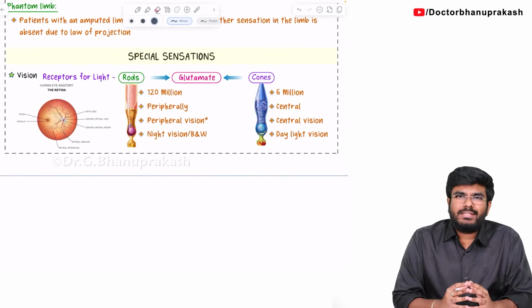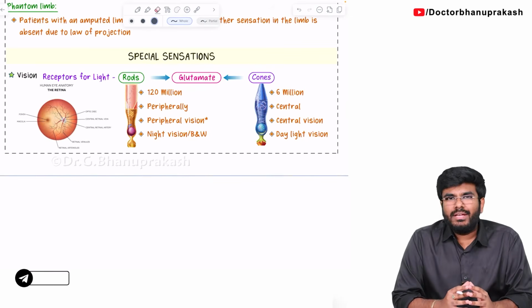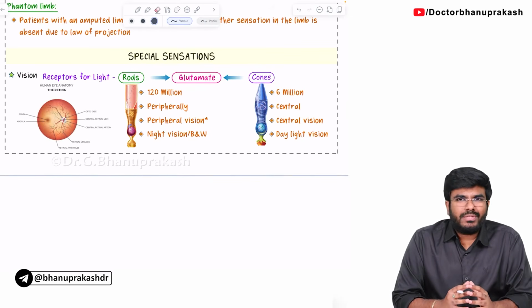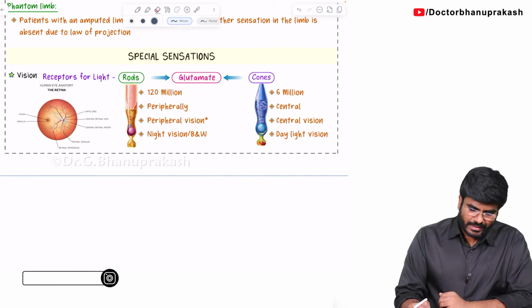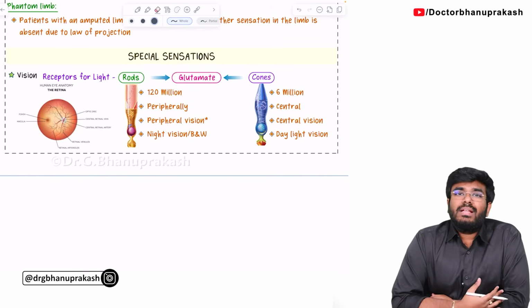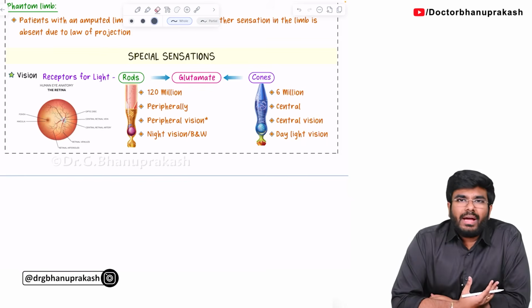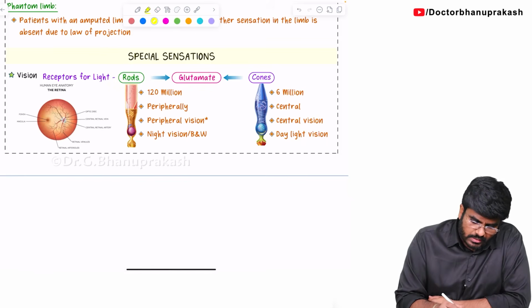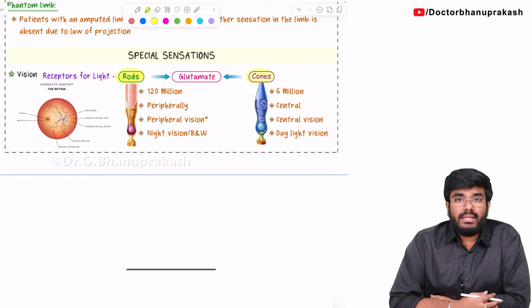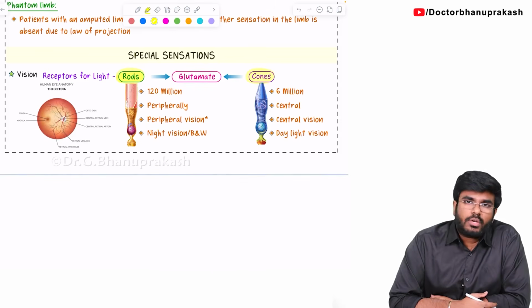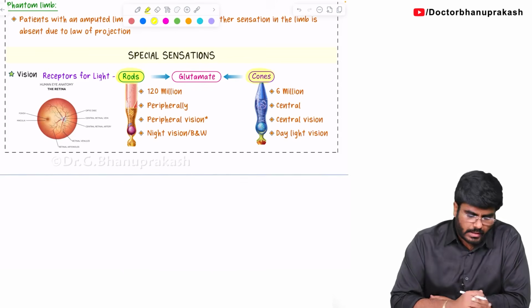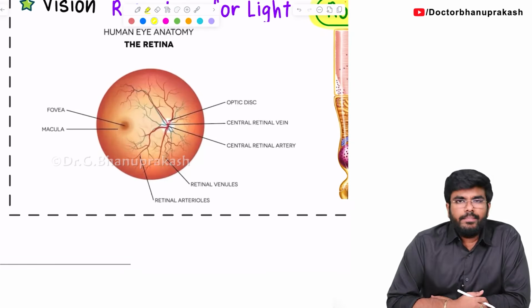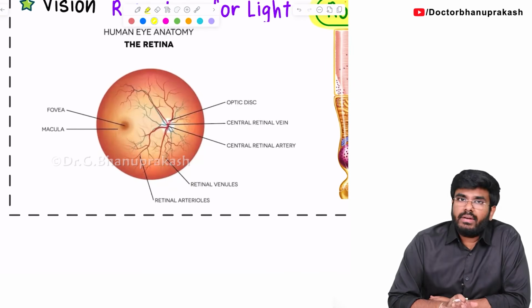Now in this video, let's discuss the special sensations. The first special sensation that I am going to discuss is vision. For vision, what are the receptors that we have? We have rods and cones. These rods and cones are the receptors for the light, or for vision, you can say. And where are these rods and cones located? They are present in our retina.